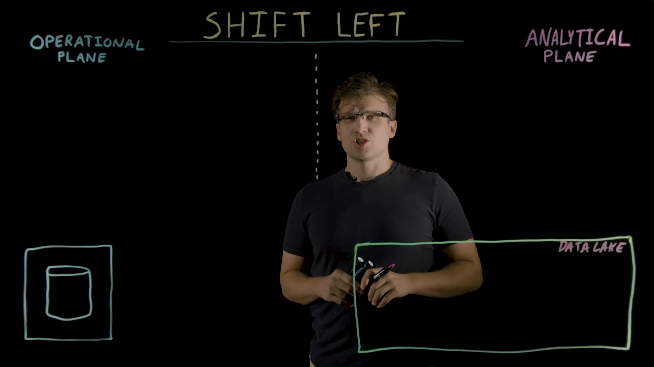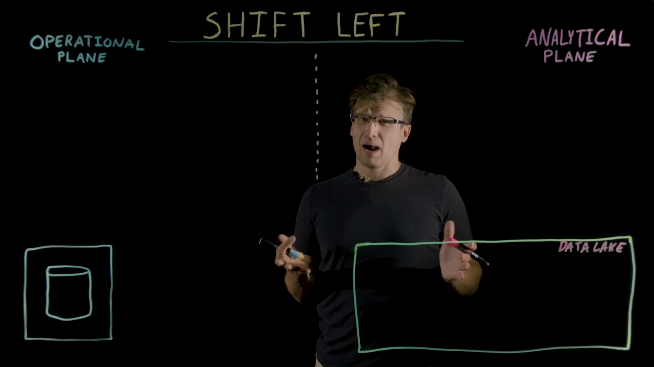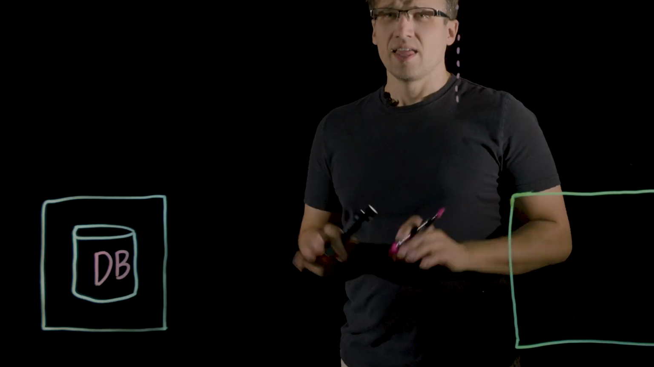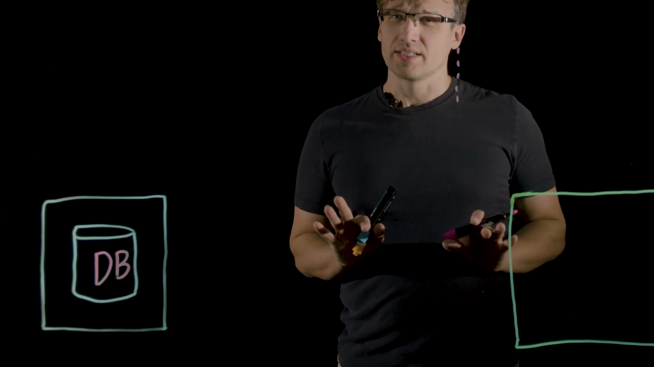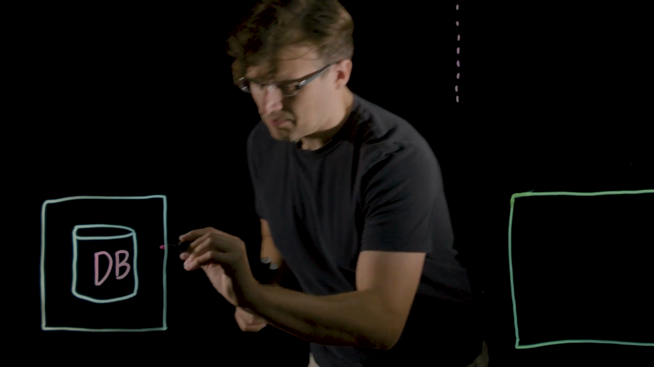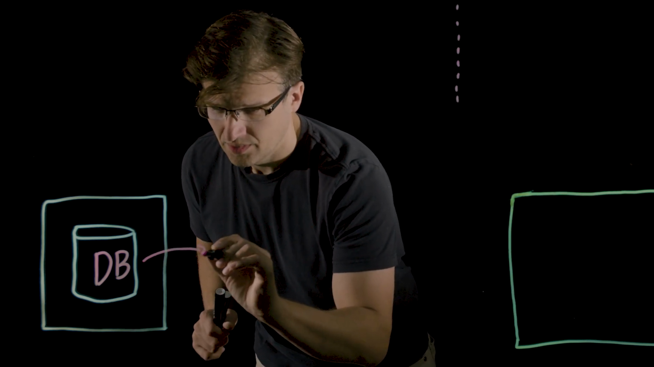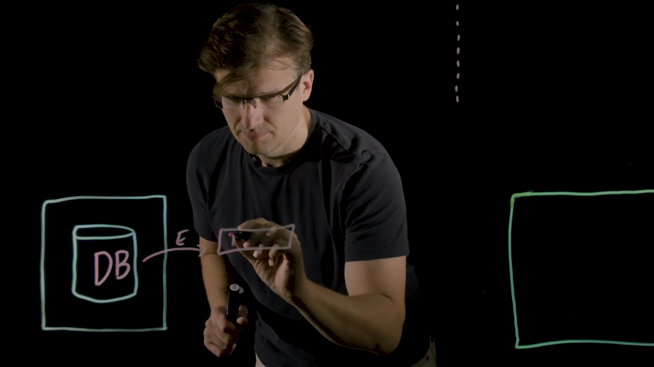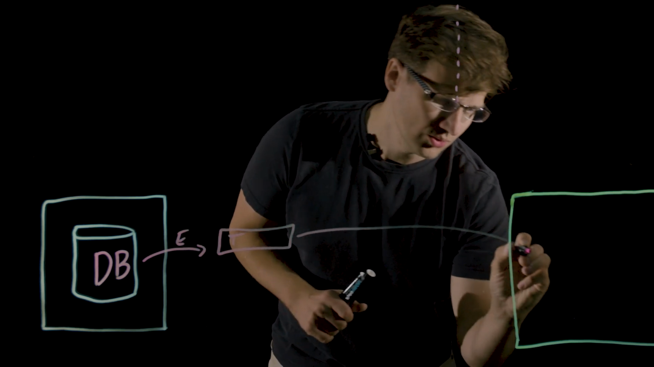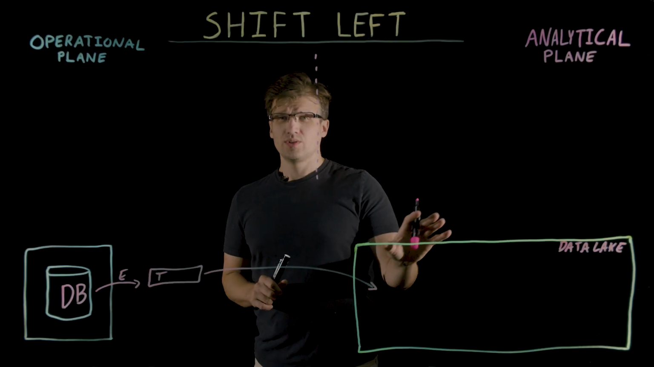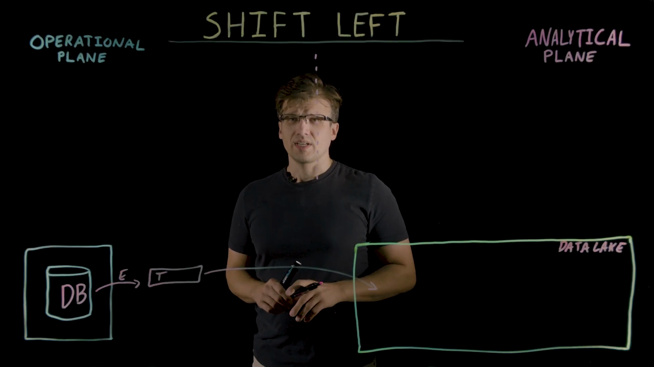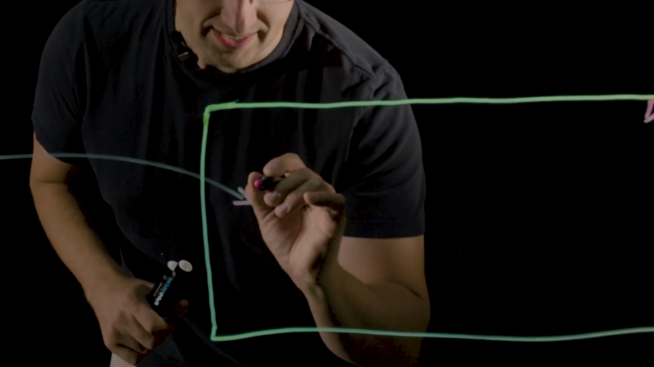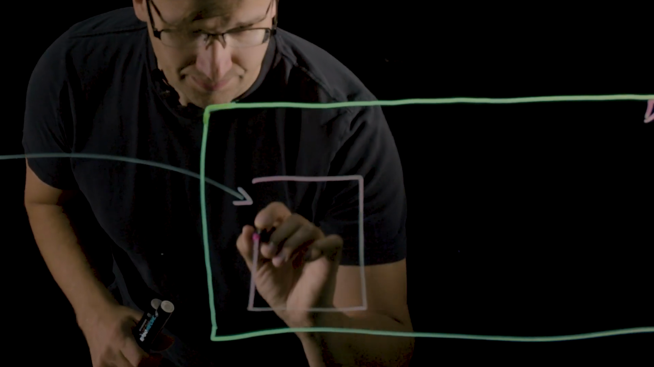But how do these practitioners get the data they need, since by and large it's upstream in the operational plane? This is where the multi-hop architecture comes in. In a multi-hop architecture, we extract, transform, and load the data into the analytics plane. This ETL data is loaded into what we call a data landing zone.